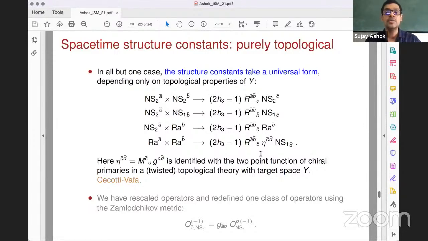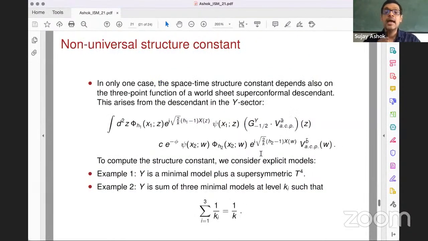Now let me come to the only non-universal contribution to the OPE. This arises because of this ghost number business. Because of this zero ghost operator, one of the contributing terms for one of the OPEs involves a descendant of the primary on Y. This is a non-universal contribution, and we cannot know what it is unless we work out explicit models.